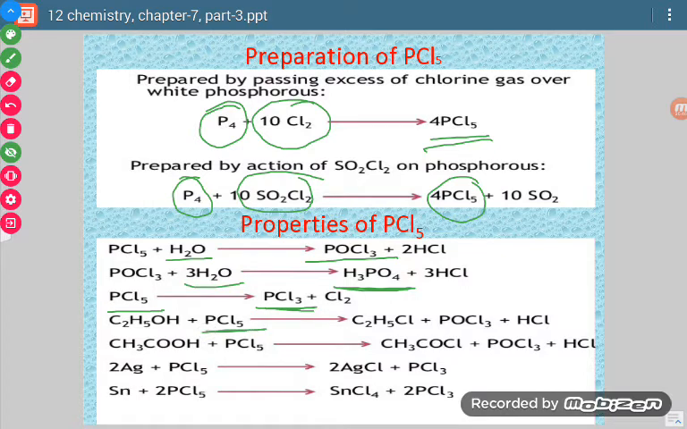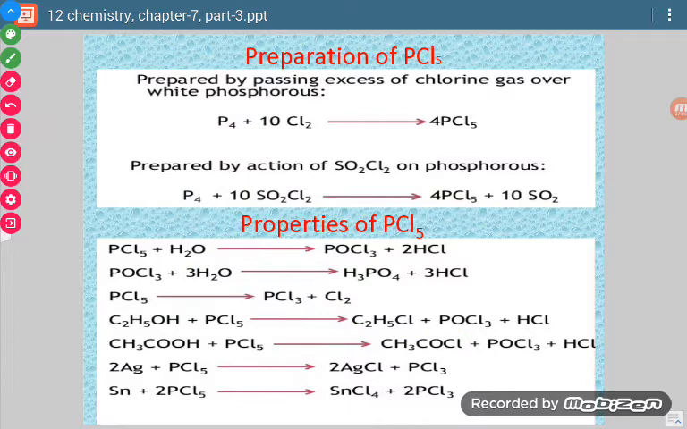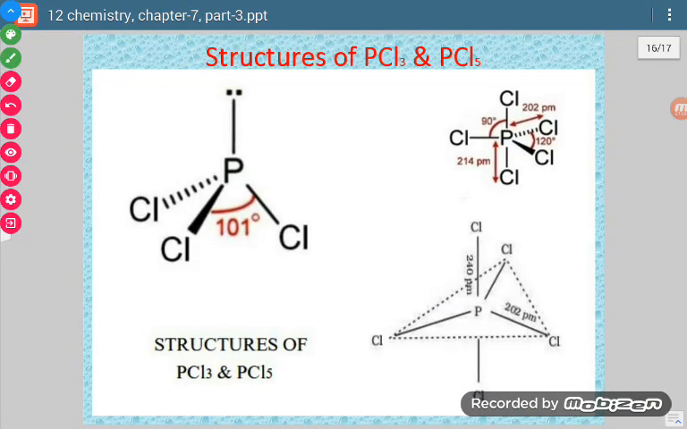Similarly, PCl3 when reacts with ethanol, it forms chloroethane. When it reacts with acetic acid, it forms acetyl chloride. When it reacts with silver, it forms silver chloride. When it reacts with tin, it forms stannous chloride. Okay, so these two substances are reactive also in nature.